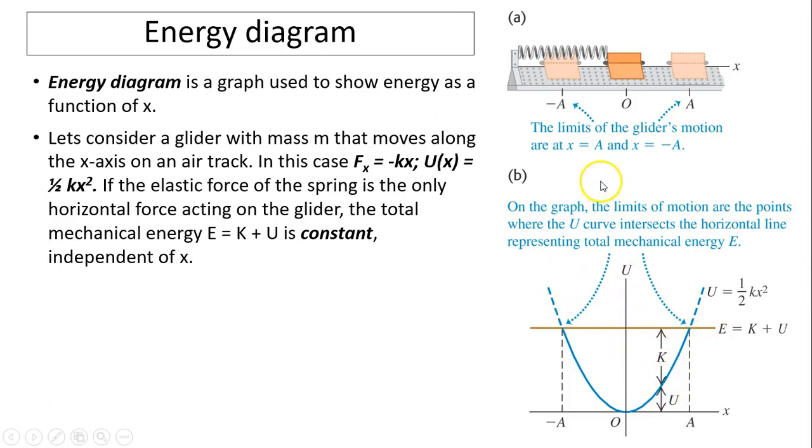That is constant. So on a graph, the limits of motion are the points where the U curve intersects the horizontal line representing total mechanical energy. So that's it.